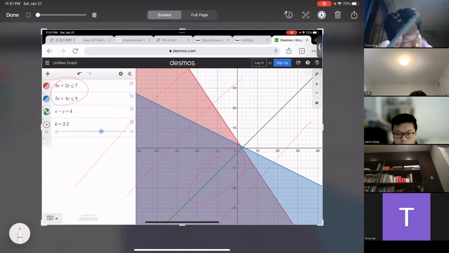K can be very large, k can be very small. The green line will always have part of it in the solution of our inequality system, meaning that there's no maximum value and there's no minimum value either. Okay, does that make sense now, Aaron? Good. Okay, any more question?